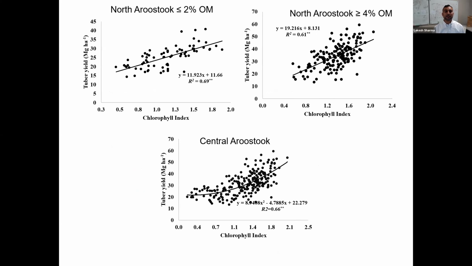So these are the relationships that I developed in potatoes in Maine. I'm working in Florida for similar work. If you see here, this is the chlorophyll index on the x-axis, and tuber yield on the y-axis. So when you develop this relationship, the R square is 69%, almost 70%, which is very strong. On a field study, it's a very good relationship.